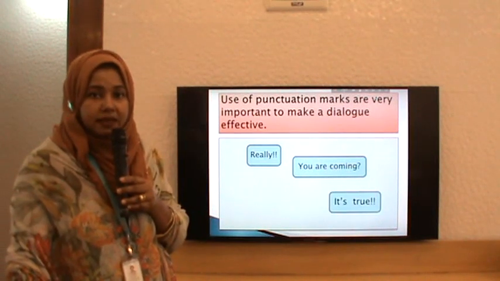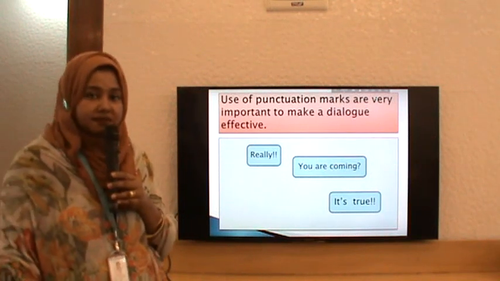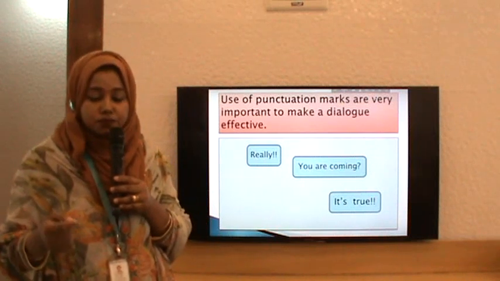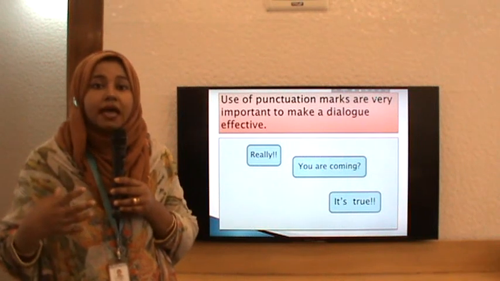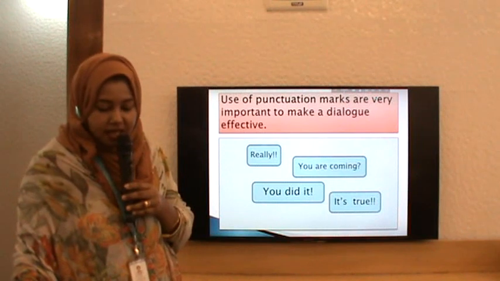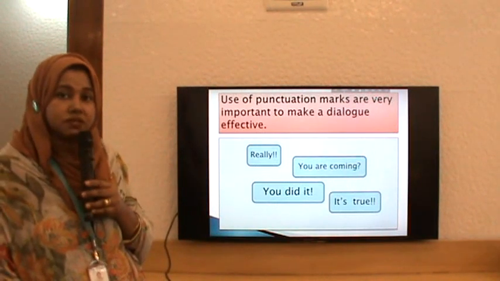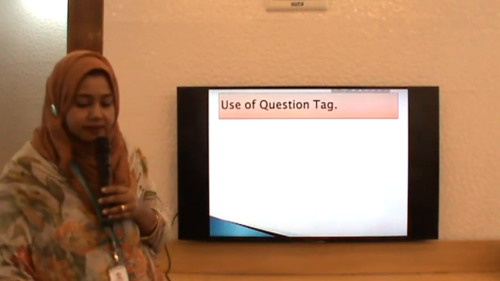"It's true." When you become very much excited, in the same way, "It's true" is an assertive sentence, but it becomes an exclamatory sentence with the help of exclamation, which expresses excitement. You did it in the same way. So I hope you have understood it very well. You are going to use these sorts of punctuation marks or phrases in your dialogue writing.